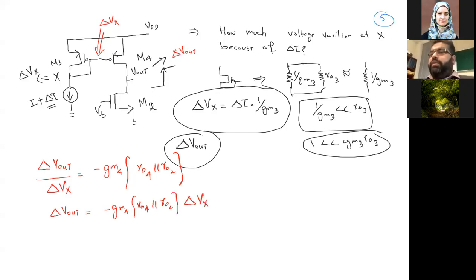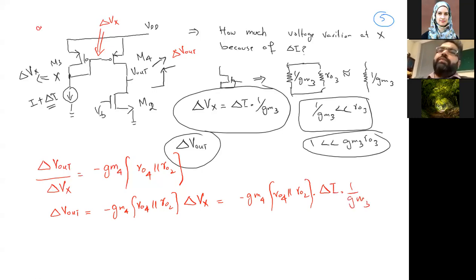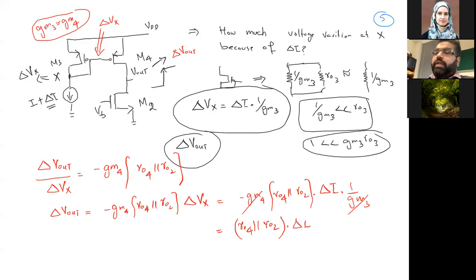If we plug in the values, minus GM4 times RO4 in parallel with RO2 times delta I, which is directly proportional, and 1 over GM3. From that analogy, we also know that GM3 is equal to GM4. That's what we always make sure of, meaning width and length are the same and the same current is flowing. So we can cancel out these two terms. In the ideal environment, that's going to be RO4 in parallel with RO2 times delta I, and that will again be inverting.